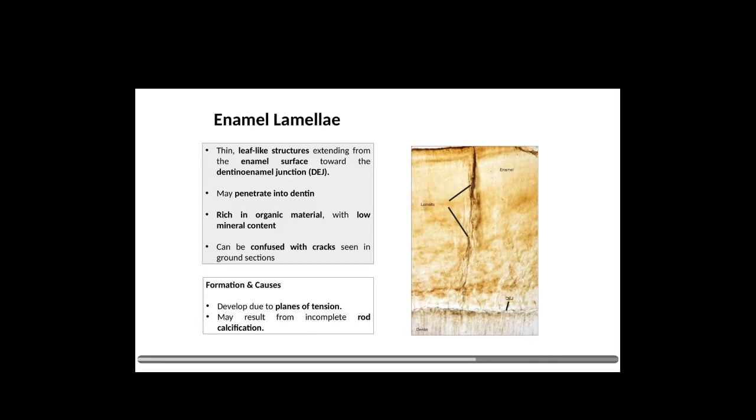Enamel lamellae are thin, leaf-like structures extending from the enamel surface toward the dentino-enamel junction, sometimes penetrating into dentin. They are rich in organic material and have low mineral content, often confused with cracks in ground sections. Formation occurs due to planes of tension and incomplete rod calcification.